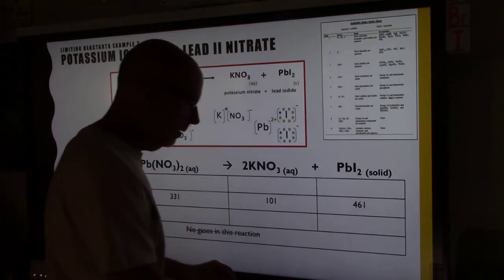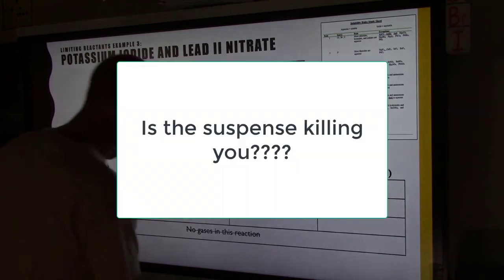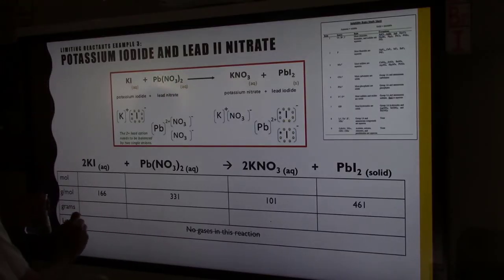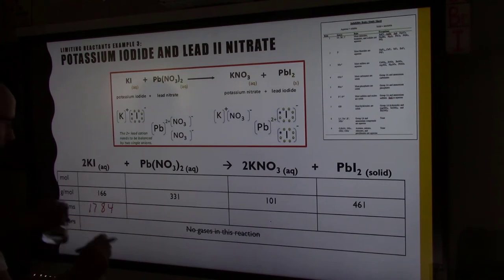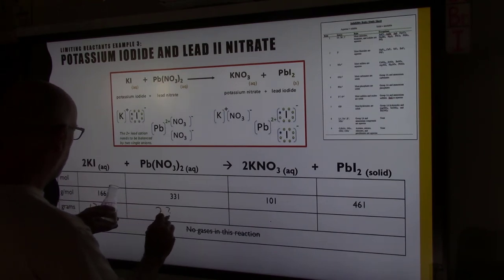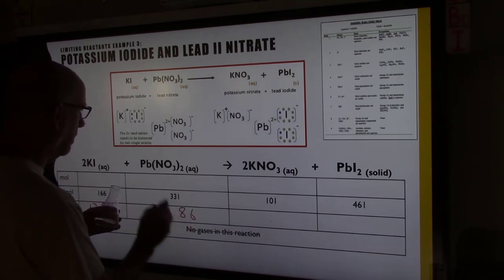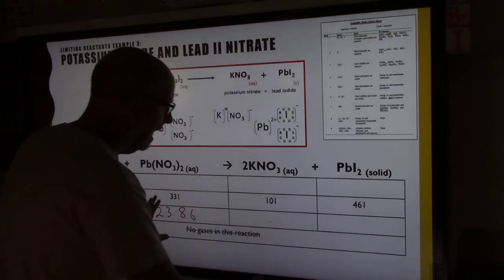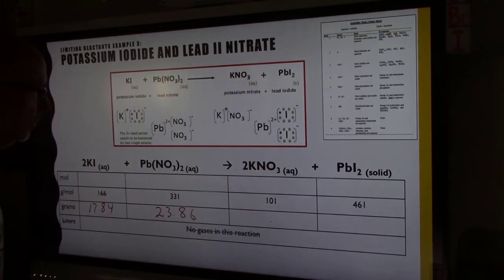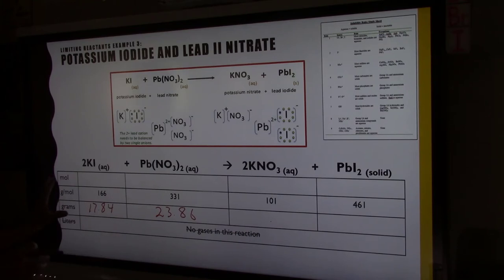I'm not going to do it just yet. I'm going to set this thing up. 17.84 grams of KI, 23.86 grams of lead 2 nitrate. How much of these reactants should we make, and which of these is the limiting reagent? That's what we base our calculations on.